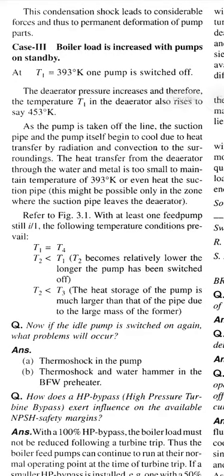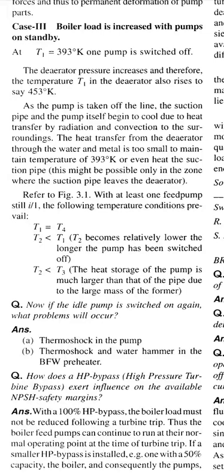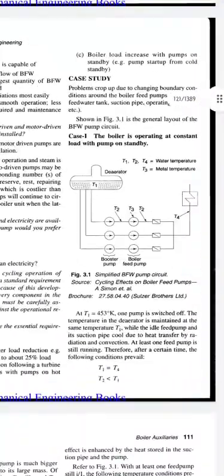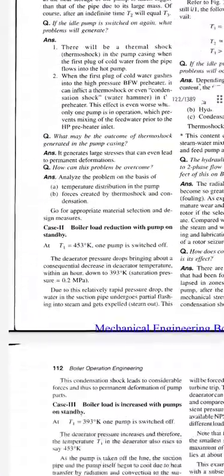Refer figure number 3.1. With at least one foot of pump inlet, the following temperature conditions prevail. T1 equal to T4, T2 lesser than T1. T2 becomes relatively lower the longer the pump has been switched off. We can see in the diagram. T1 is deaerator temperature, T2 is suction temperature of boiler feed water pump, T2 is discharge temperature of the water, and T4 is the temperature of heat exchanger inlet, and T3 is the metal temperature.